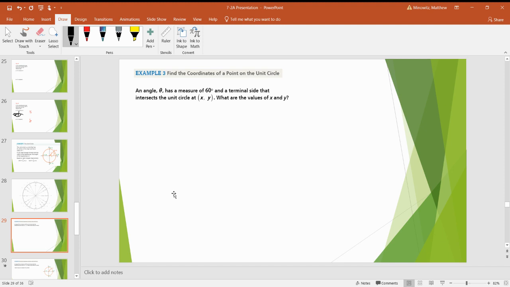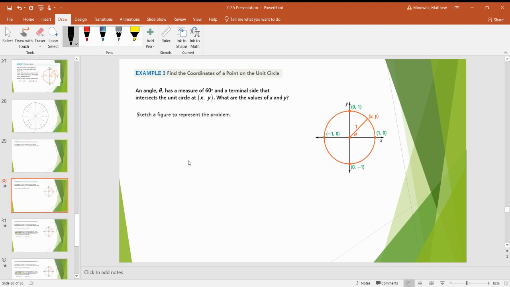And with this, we're going to get into some special right triangles. So an angle has a measure of 60 degrees and a terminal side. So it means it ends on the unit circle at the xy coordinate. We need to figure out what x and y are. So like we've been doing this whole lesson, we're going to draw a picture to start. Okay, and I know that theta is 60 degrees. So step one, always draw the picture. Make sure you know what it's going to look like, and we can go from there.